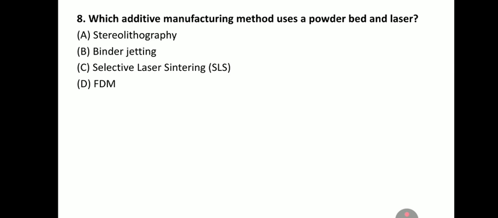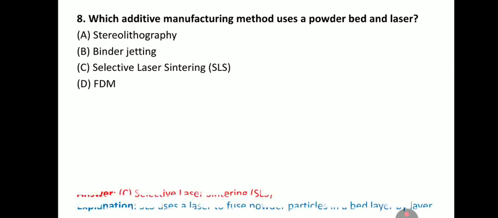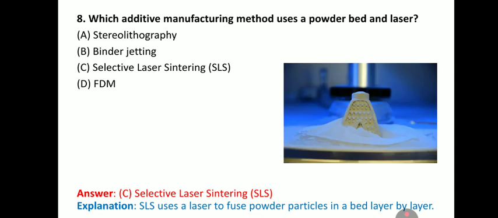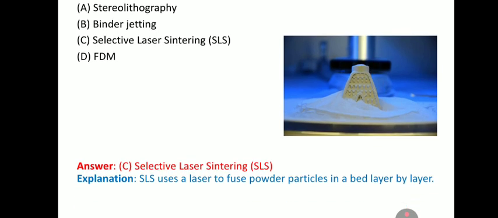Next question, which additive manufacturing method uses a powder bed and laser? The answer is selective laser sintering. So this is the selective laser sintering process where the material is in the form of powder and it is then fused with the help of a laser source. So the process is selective laser sintering.